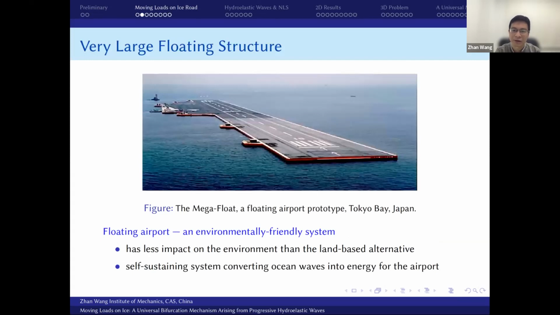It's a floating airport, and it's about 100 kilometers in width and several kilometers in length. And this sort of man-made structure was made in 1998 to 2000. It was tested and proved to be workable. So the floating airport is an environmentally friendly system because it has less impact on the environment than the land-based alternative, and it is a self-sustaining system because it can convert ocean waves into energy for the airport.